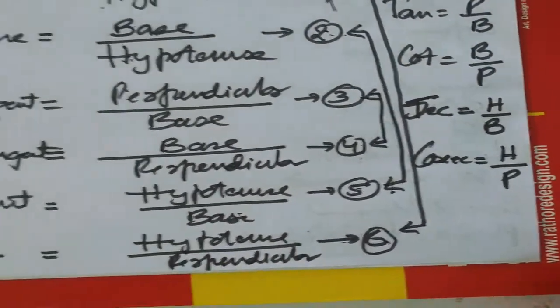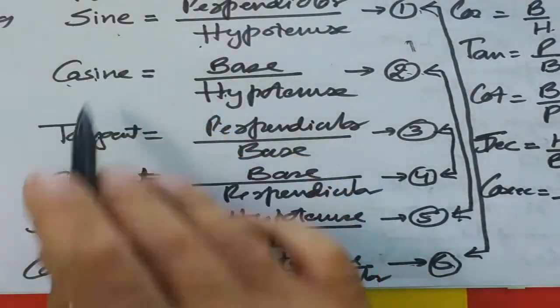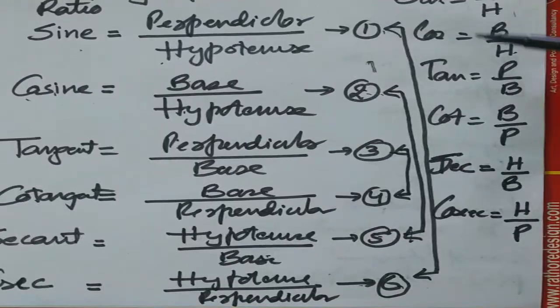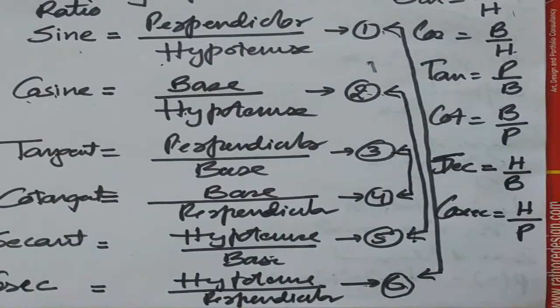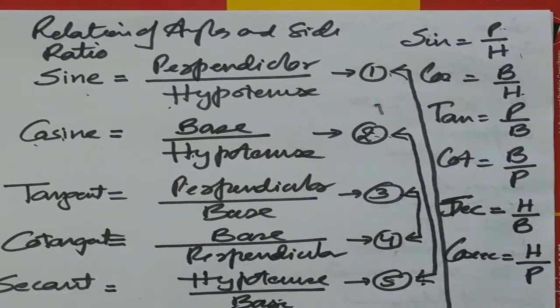So today, go through what I have explained, try to write this down in short and remember it. Then in the next class we will go into more detail about how to use these ratios and solve trigonometry.